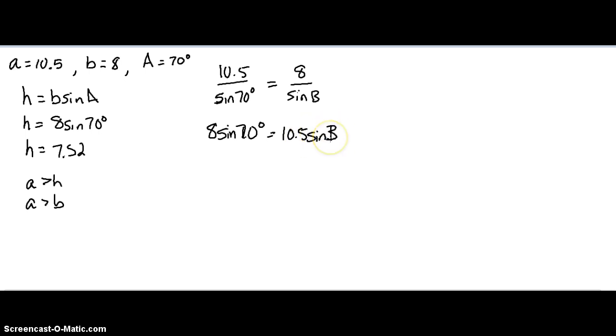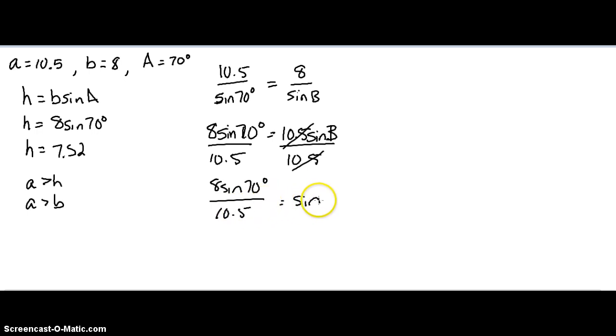We can't solve for B yet, but we can solve for sine of B right now. So I'm going to divide both sides by 10.5. We're left with 8 sine of 70 over 10.5 is equal to sine of B. If you punch that in on the calculator, you end up with 0.716, rounding to the nearest thousandth, is equal to sine of B.